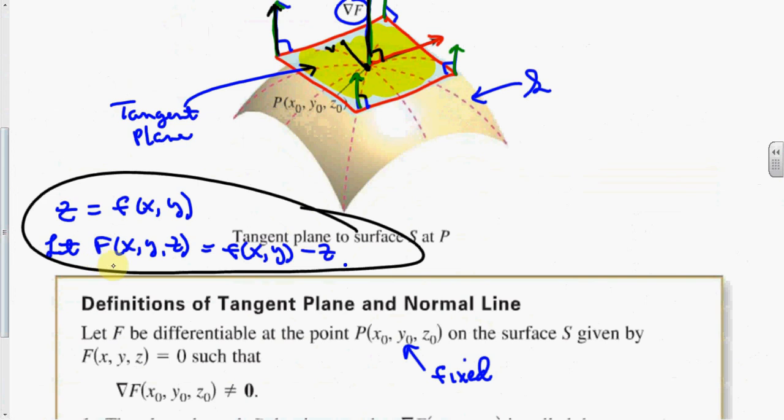Let capital F equal little f of x, y minus z. That was my Chinese professor. Minus z. I shouldn't talk like that. This is being recorded. I'll get some thumbs down, but sorry. Okay. Yes, sir. That's it right there. Okay.